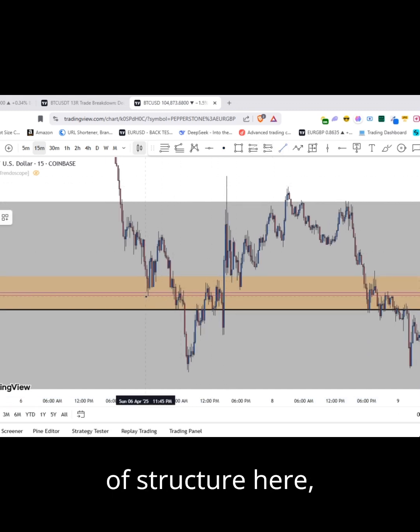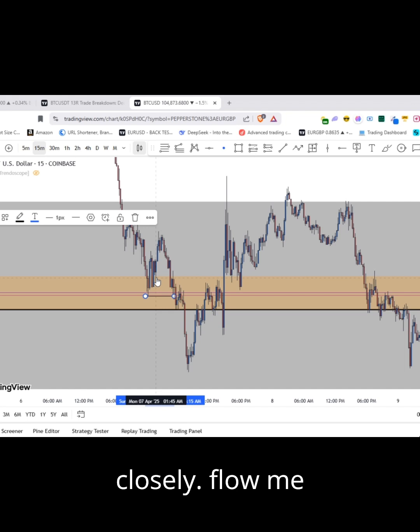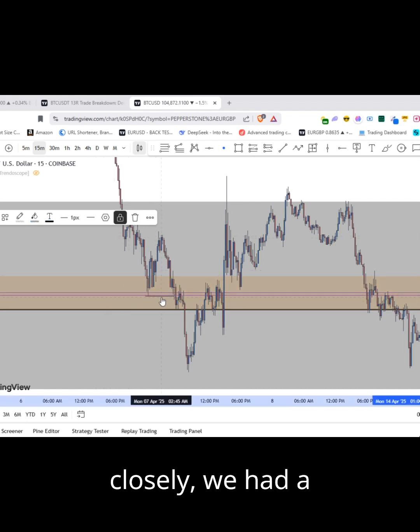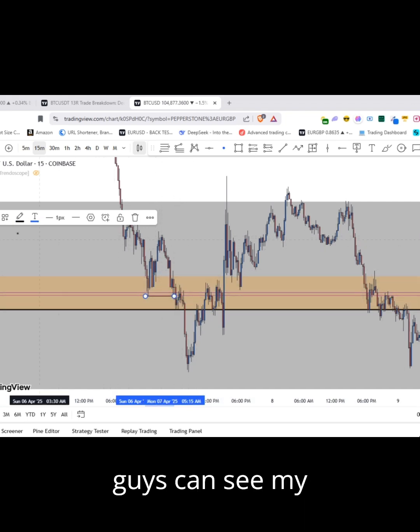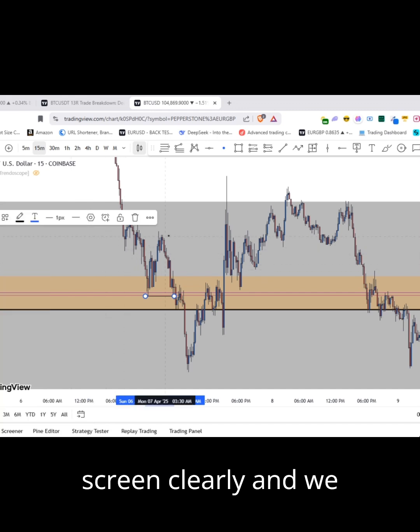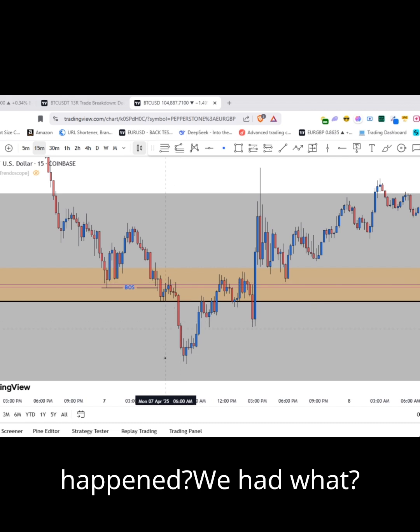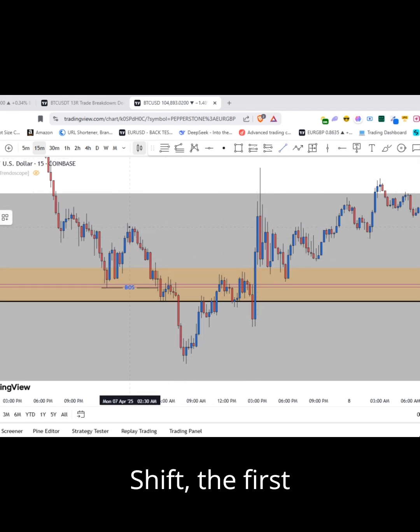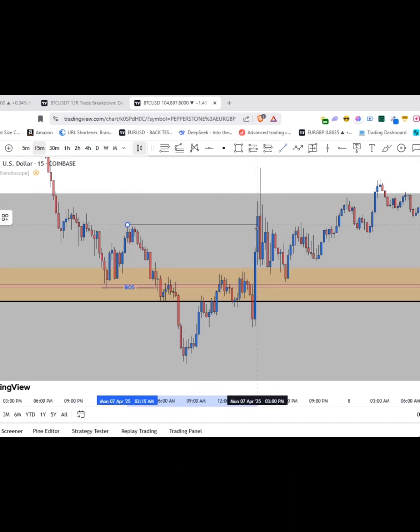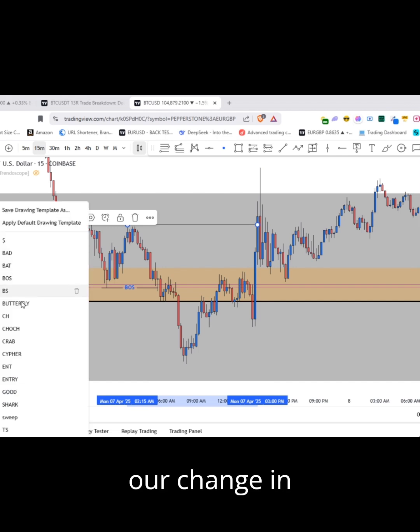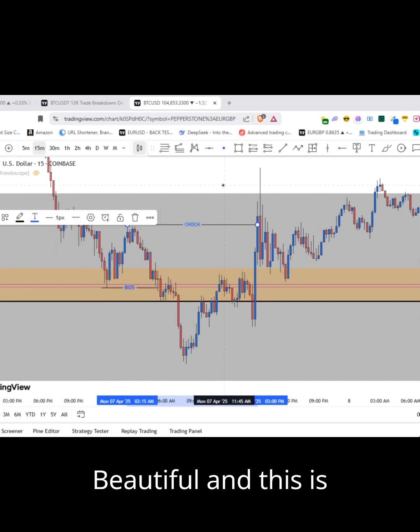We had a break of structure here. Just follow me closely. We had a break of structure here. I just hope you guys can see my screen clearly. And we had a break of structure there. And after that, what happened? We had the first shift in market order flow, which is change in character, okay? Beautiful.